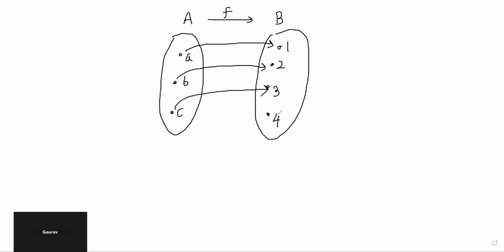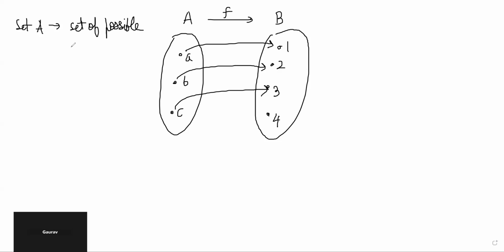Notice that it is okay if some element in set B is left with no connection. That is allowed. What is not okay is if there was a D element here which was not connected to anything. Do you understand what I'm saying? Those two rules have to be clear in your mind. Then only you can identify what is a function or not.